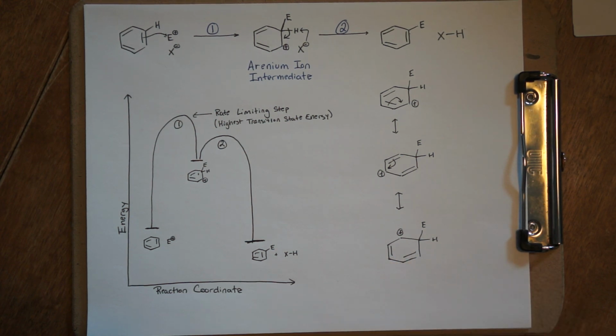All right, so this resonance is going to be important when we look at electrophilic aromatic substitution on benzene rings that already have a substituent on them. All right, but nonetheless, it's important to understand that this arenium ion is stabilized through resonance, and the position of that positive charge is going to play a role down the line.